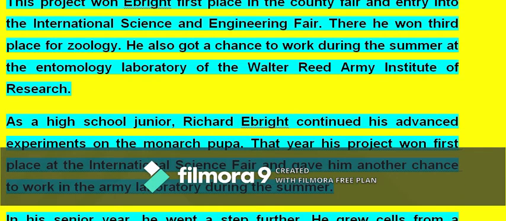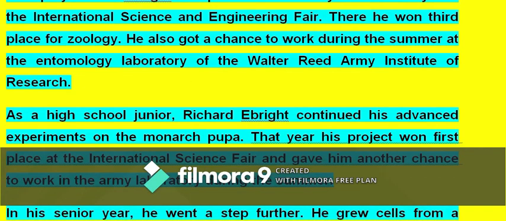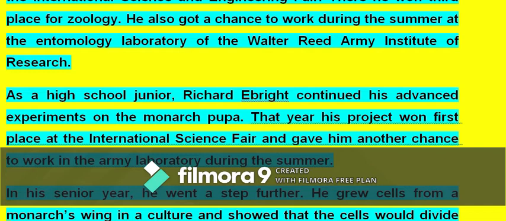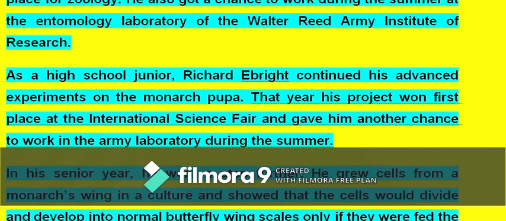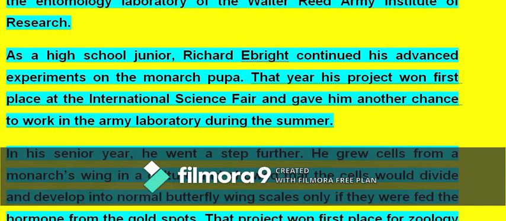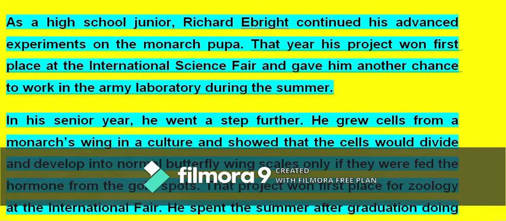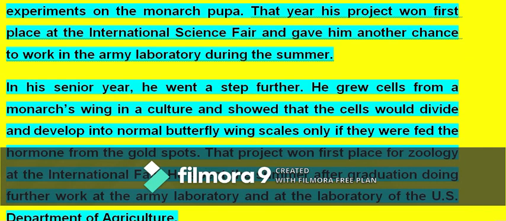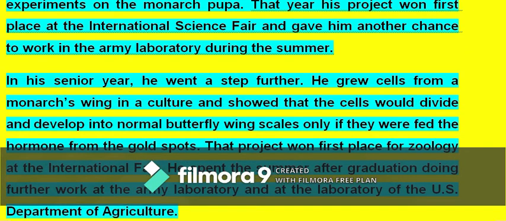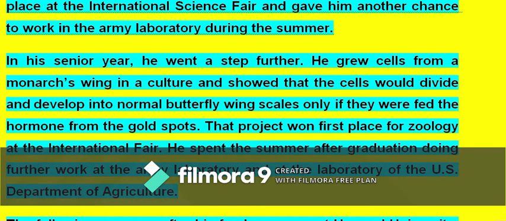Now make a note of this: high school junior. As a high school junior, Richard Ebright continued his experiments on the monarch pupa. That year, his project won first place at the International Science Fair and gave him another chance to work in the Army laboratory during the summer.